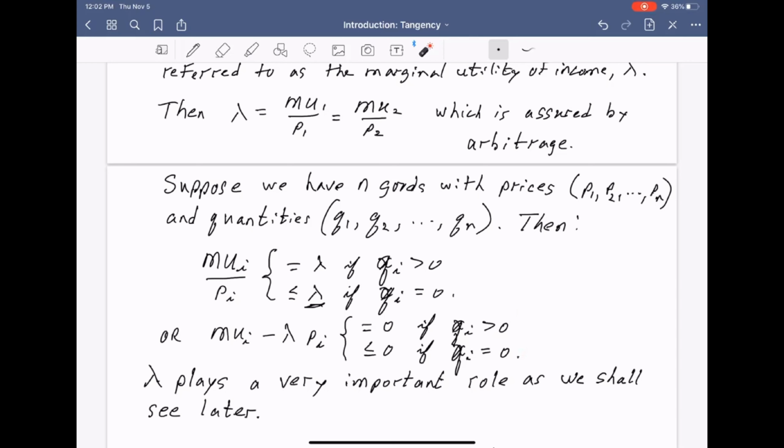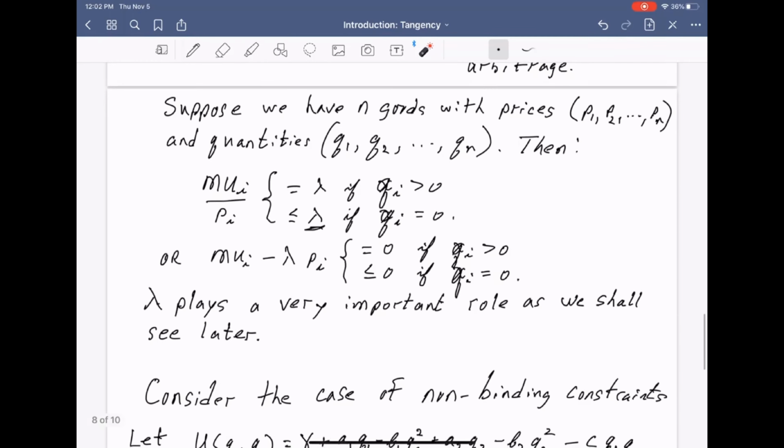MUi minus lambda pi, and we'll see later why we would want to write it this way, is equal to 0 if qi is greater than 0, and this expression is less than or equal to 0 if qi is 0. Now this lambda plays a very important role, as we'll see later on, and that role pertains to the use of Lagrangians, which is a mathematical technique that we'll look at for solving constrained optimization problems.